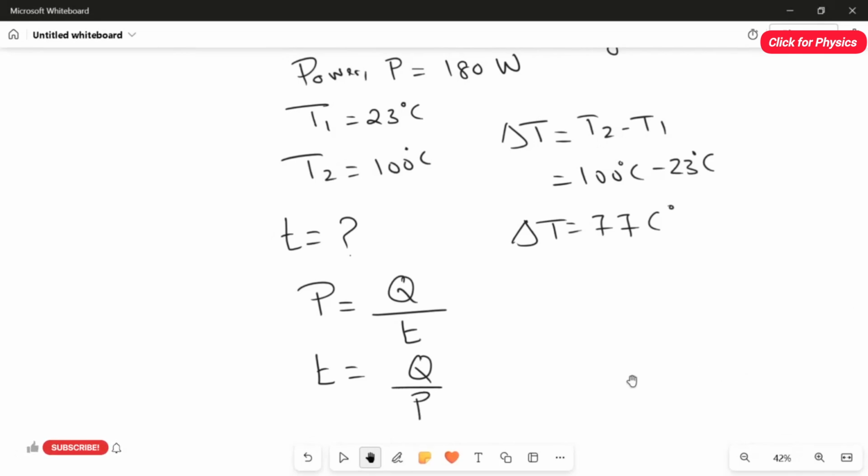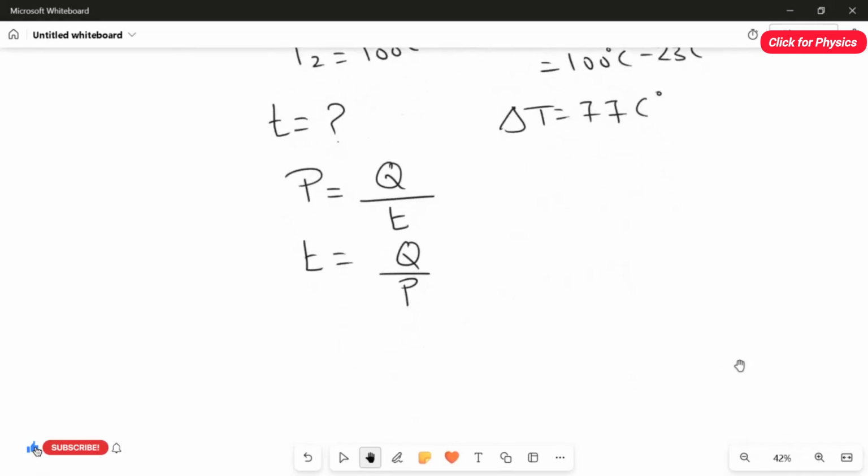But the heat energy is not given, but we already studied from the theory the absorption of heat by solid and liquid, which is nothing but the specific heat capacity. So that means the heat absorption by using the specific heat capacity value. So we studied the formula for Q, which is mc delta T, so T equals mc delta T over P, where m is the mass of the water, c is the specific heat capacity of the water, delta T is the change in temperature, and P is the power.